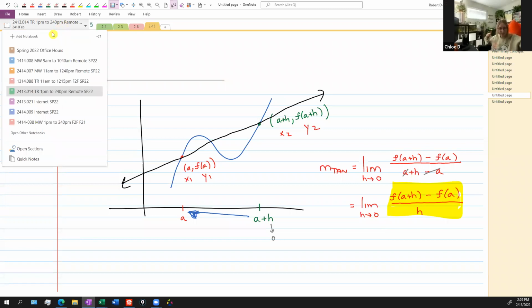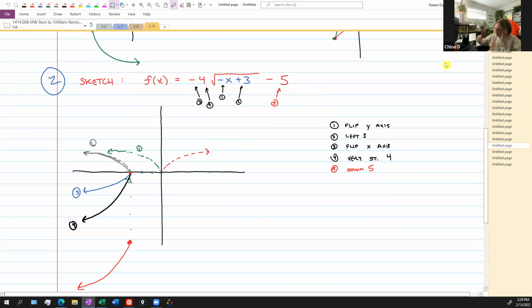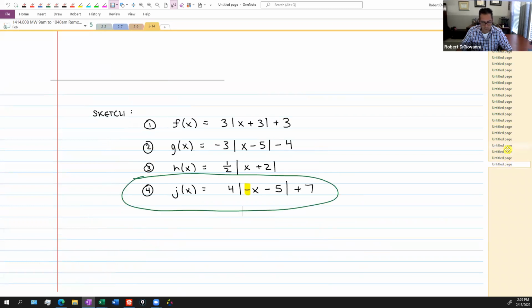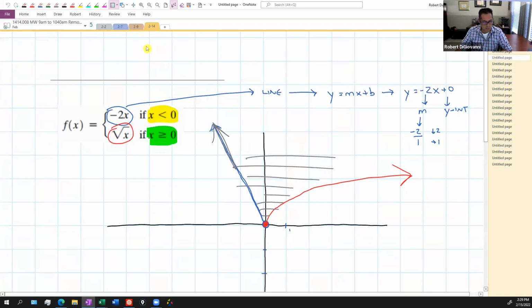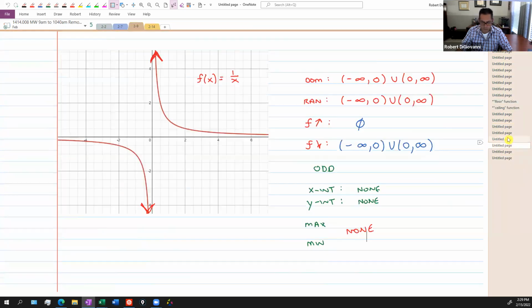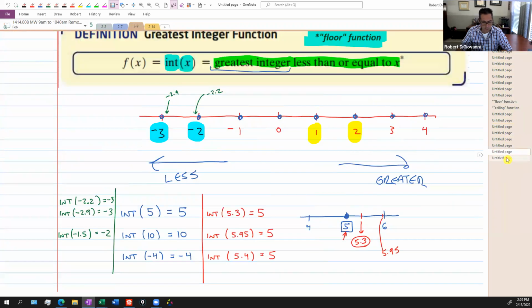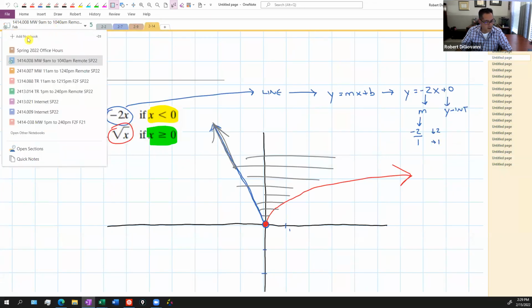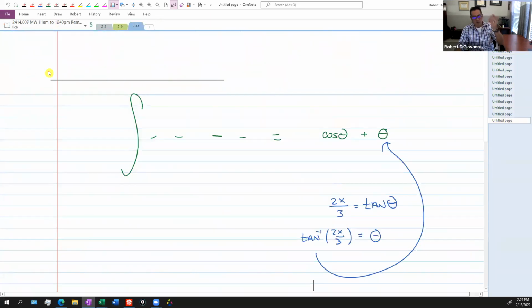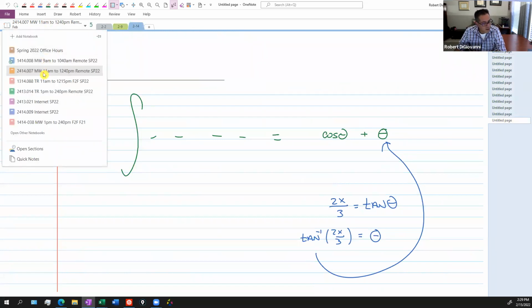In fact, in my 1414 class, where is it? Where is it? Oh. Hold on. I thought I had done it. I think it's coming up. I'm not ready there. I'm not there yet. We're about to do difference quotient in my college algebra class.